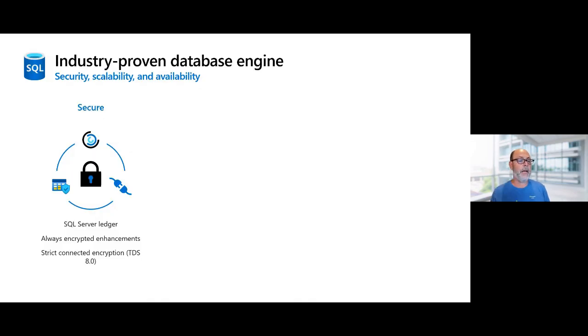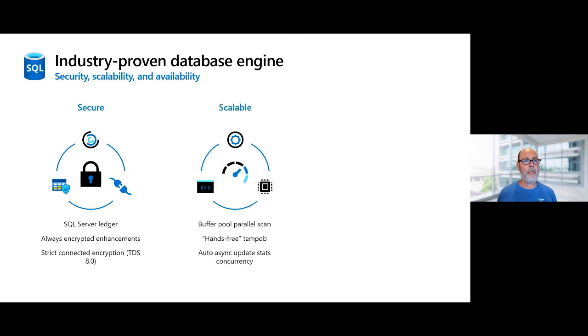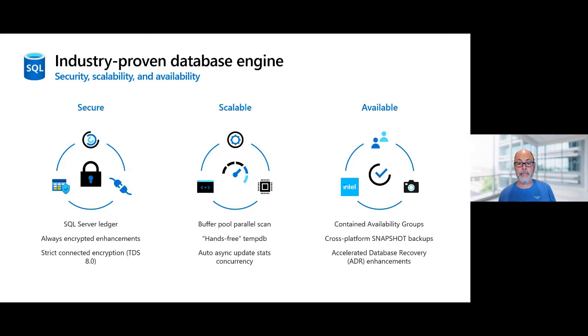Okay. In other enhancements at the SQL Server level, as we said, scalability, security, and availability are three of the main important pillars within SQL Server. So in the security part, as I said, SQL Server Ledger, the possibility of having blockchain technology within SQL Server, will be there. We will see it in a minute. Scalability, right, with enhancements on TempDB and buffer pool parallel scan operations. And in terms of availability, for the very first time, we have what is called contained availability groups, right?